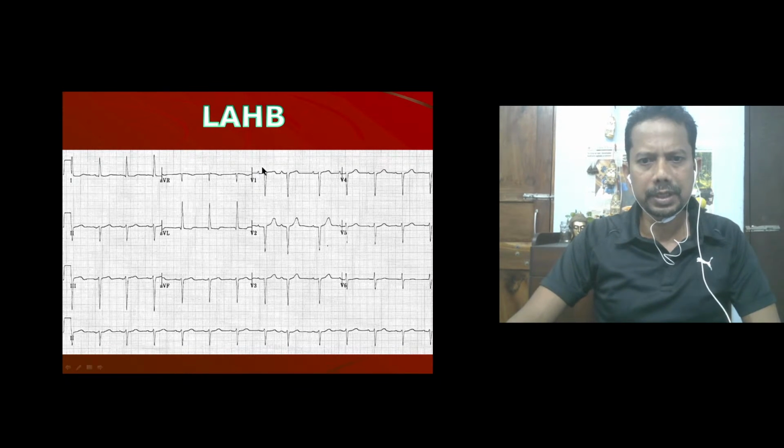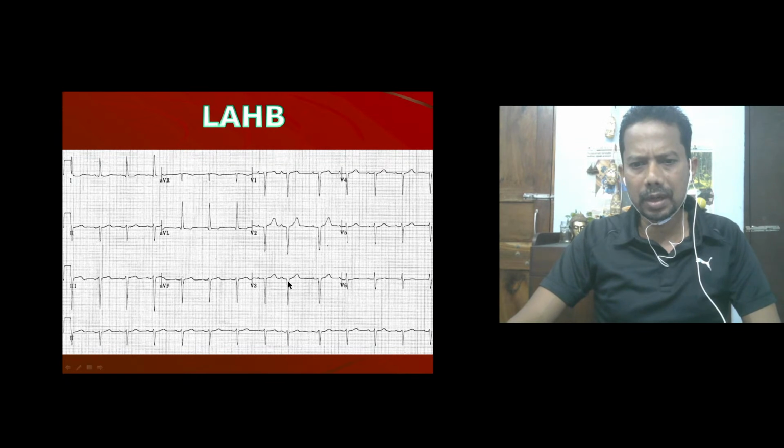Then out here you see there is an RS complex. This is not a Q wave, this is an R wave. This looks like a Q wave. This is definitely a Q wave. This is an R wave, okay, and this is a junctional beat. So it's coming a little prematurely.